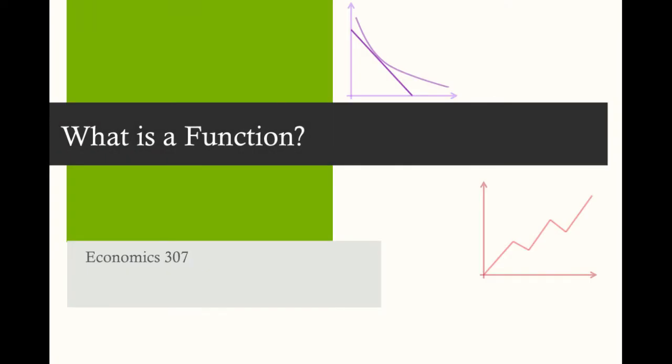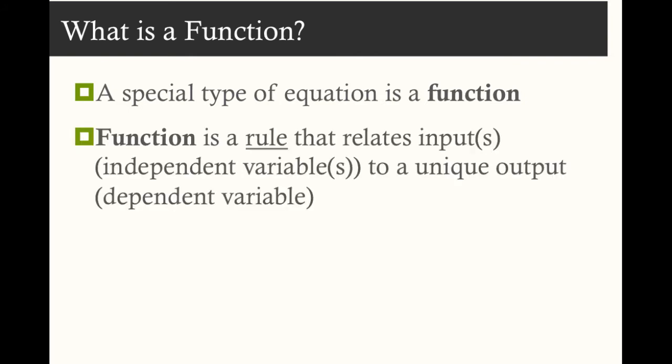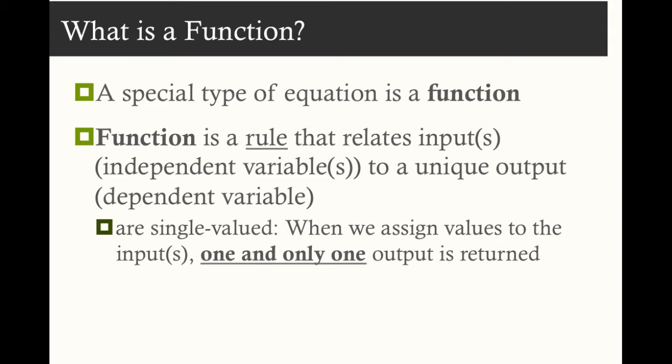What is a function? A special type of equation is a function. A function is simply a rule that relates an input or inputs, those independent variables, to a unique output, that dependent variable. And functions are single valued. When we assign values to the input or inputs, one and only one output is returned.